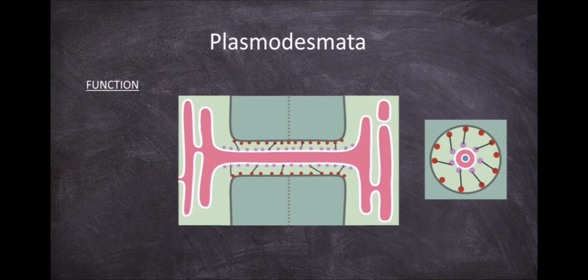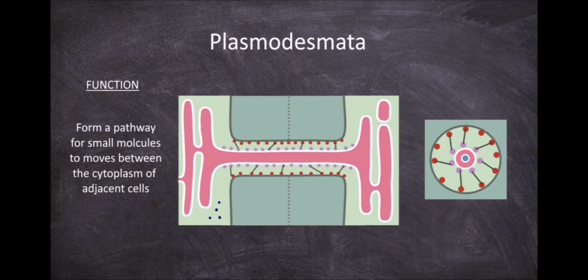The function of the plasmodesmata is in forming a pathway for small molecules and other substances such as plant hormones to move between the cytoplasm of cells.